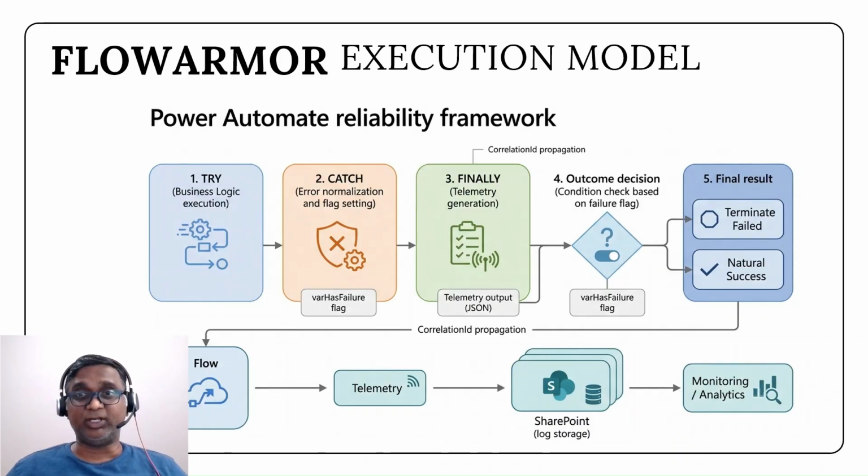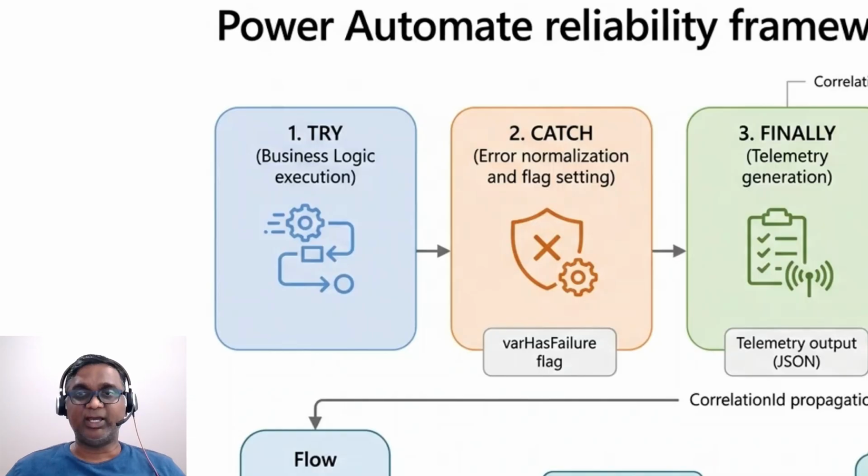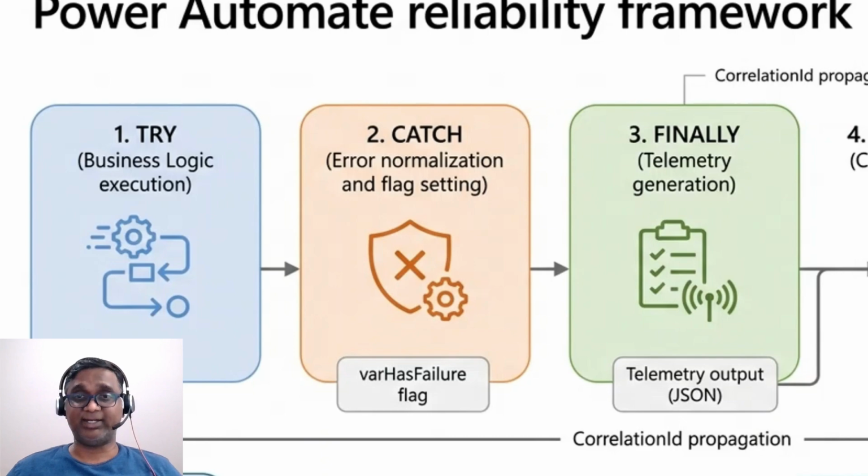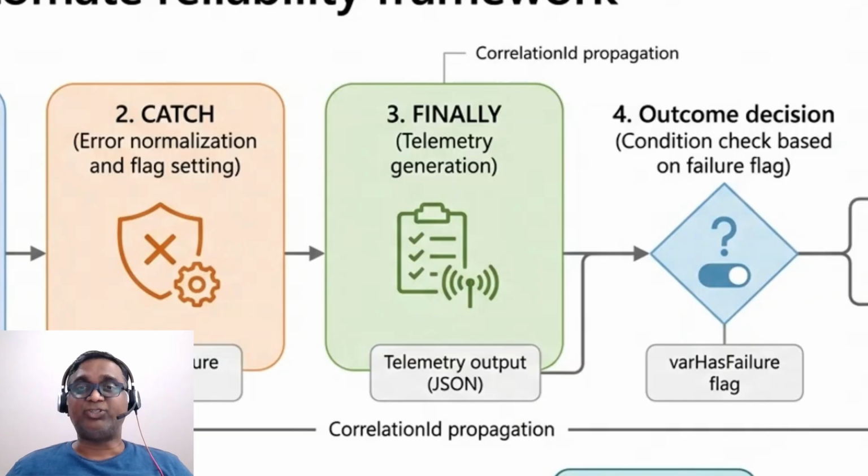Try: execute logic. The flow starts here, running the primary business process. Catch: handles error. If any action in the try block fails, this block catches the error, sets a WasFailure flag to true, and normalizes the error message. Finally: generate telemetry. This block always runs regardless of success or failure. It creates a complete telemetry JSON package containing the run status and the correlation ID.